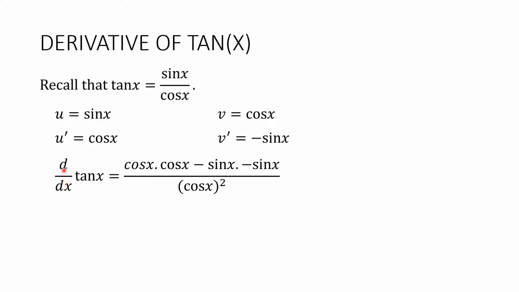So d dx of tan x will equal v times du dx minus u times dv dx, all divided by cos x all squared. So this is cos x all squared, and then I've got plus sine x all squared.